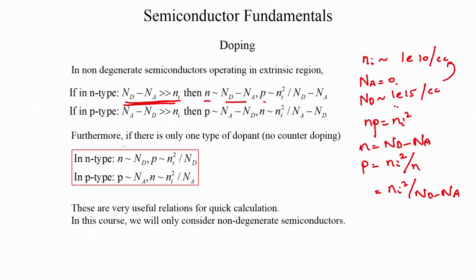And if there is only one type of doping, so there is no counter doping, that is Na is 0, then it is simply that n is equal to Nd, p is equal to ni square by Nd. Equivalently for holes, if you have acceptor-like doping, p is approximately Na and n is approximately ni square by Na. So, these are very useful relations for very quick calculations, and they will be very useful for you during the assignments or tests in this course.